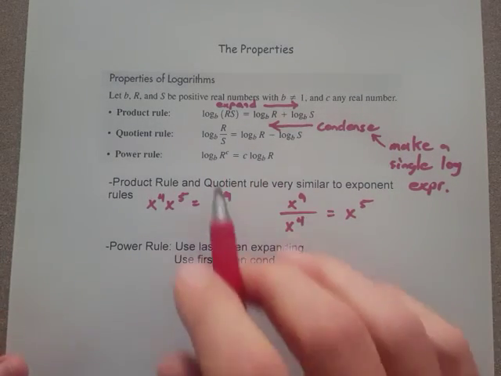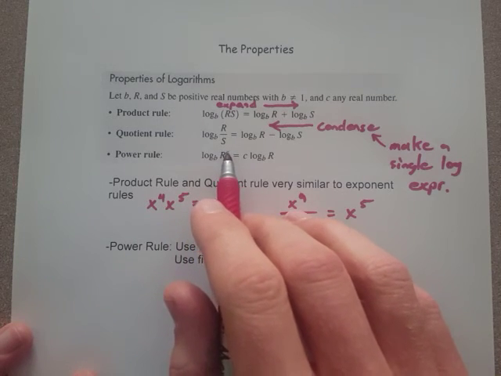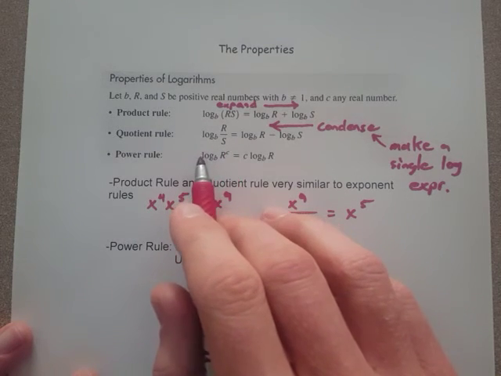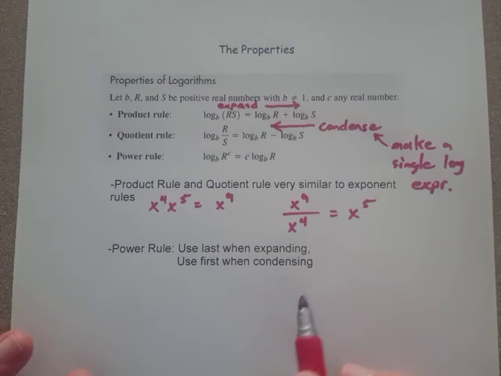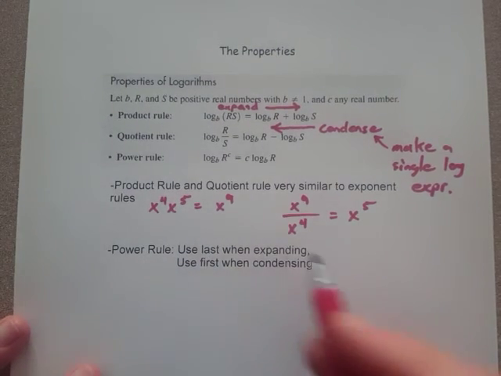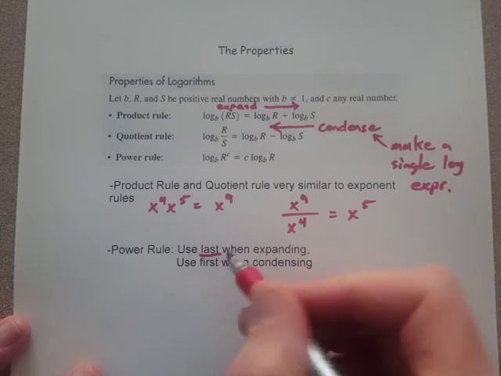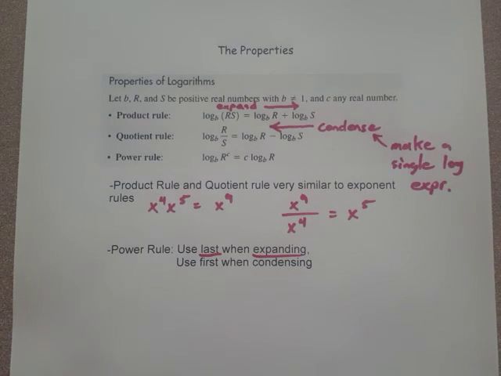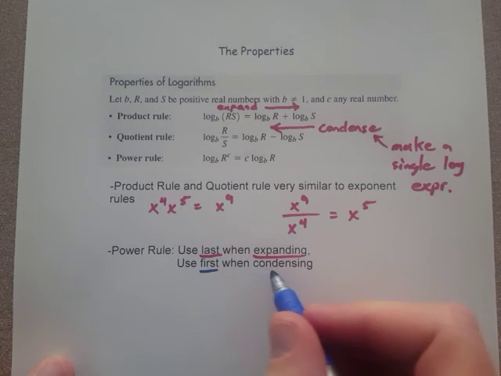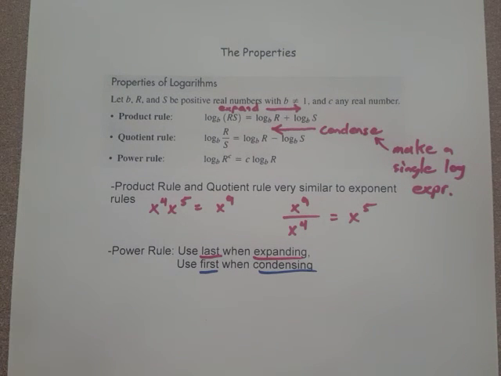Now again, the other rule here is the power rule, and that is when you move the exponent out in front or vice versa. Here's something I want you to keep in mind: the power rule, we're going to use it last when we're expanding, and then we're going to use it first when condensing. So keep that in mind on the examples coming up for the power rule. We'll get a little bit more into that as we go.